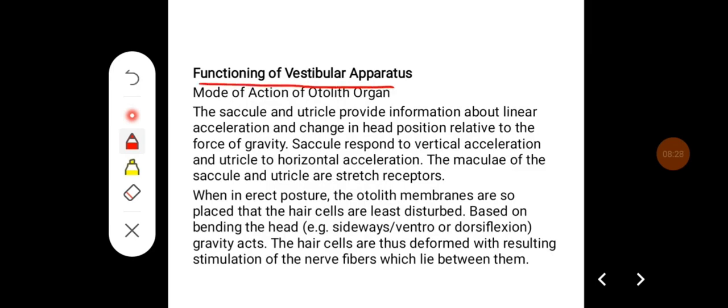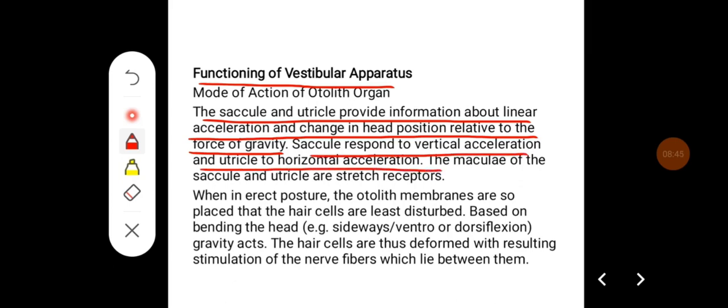Functioning of vestibular apparatus, the mode of action of otolith organ. The saccula and utricle provide information about linear acceleration and change in the head position relative to the force of gravity. Saccule responds to vertical acceleration and utricle to horizontal acceleration. The macula of the saccula and utricle are the stretch receptors.